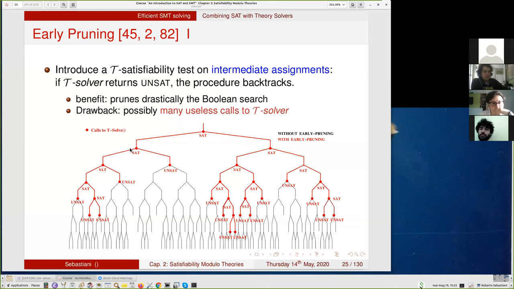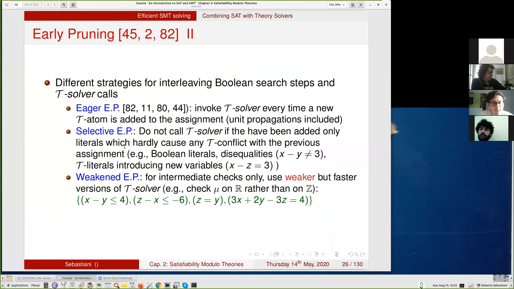So what is the point here? You may have different strategies to apply early pruning. There are some tools which invoke the theory solver every time you add a new theory atom. This is called eager pruning, it's very aggressive early pruning. No matter what, you invoke the theory solver every time a new atom is added to the assignment, including those added by unit propagation. So add a new literal, invoke the theory solver.